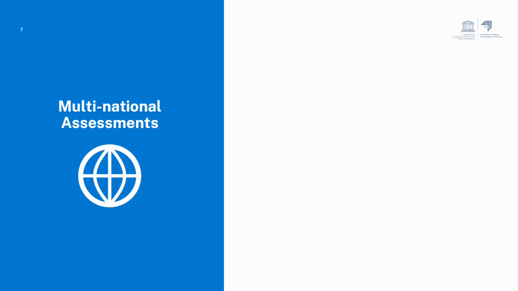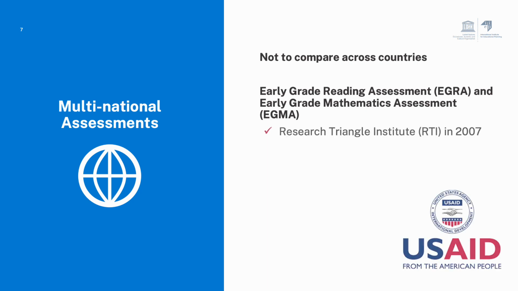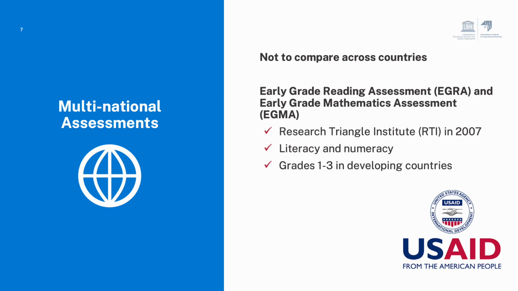There is another kind of large-scale assessment that is implemented in many countries, but the tests are adapted to individual country contexts, and therefore the comparability between countries is not the focus of the assessment. The Early Grade Reading Assessment, EGRA, and Early Grade Mathematics Assessment, EGMA, were created by the Research Triangle Institute, RTI, of USAID in 2007, in order to measure the literacy and numeracy of children in grades 1 to 3 in developing countries. EGRA was implemented in over 70 countries in 100 languages.